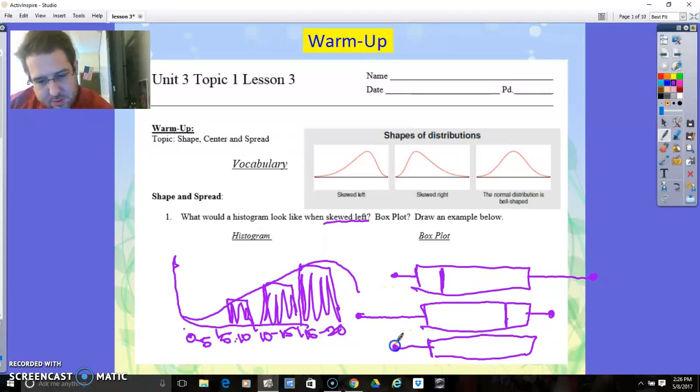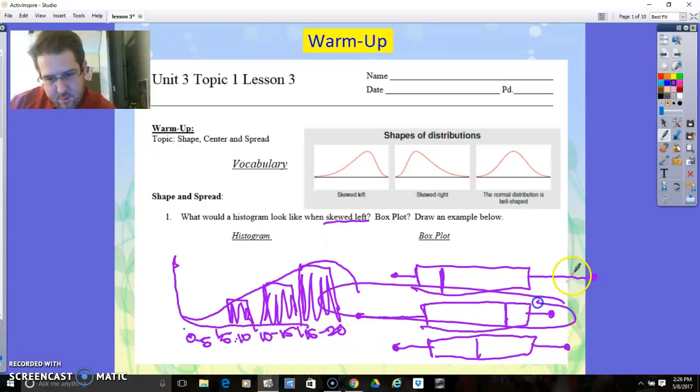And then normal distribution, so you've got about equal size whiskers on both sides, and probably the median somewhere in the middle. That would be a normal bell curve. So skewed left would be this one right there.